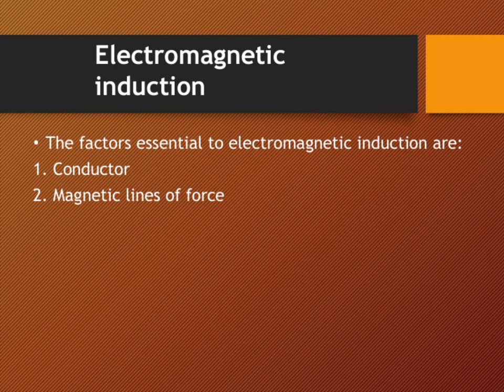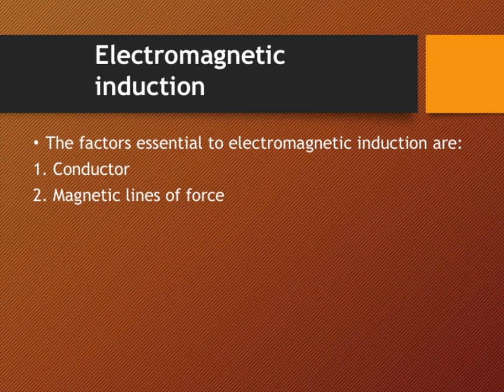Next, we need to consider the magnetic lines of force, or magnetic flux. These lines represent the magnetic field around a magnet or a current-carrying coil. The strength and direction of this magnetic field are vital because electromagnetic induction depends on changing magnetic flux.